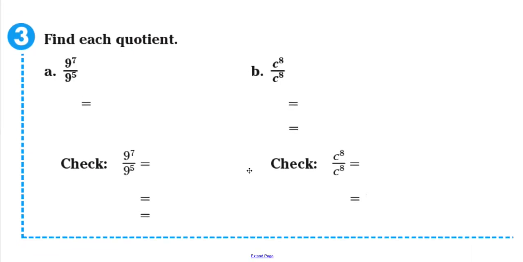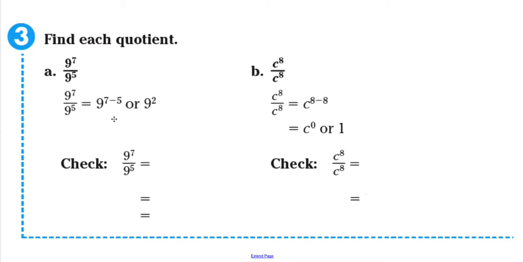Okay, let's take a look how that works in example 3. You have 9 to the 7th power over 9 to the 5th power. Copy the problem first and foremost, and since they have the same base, you can do 9 to the 7 minus 5, or 9 squared. In letter B, c to the 8th power over c to the 8th power. Okay, same base, copy the problem, subtract: c to the 8 minus 8, or that becomes c to the 0 power, or 1. And that's the reason why anything raised to the 0 power is 1, because of the quotient of powers.